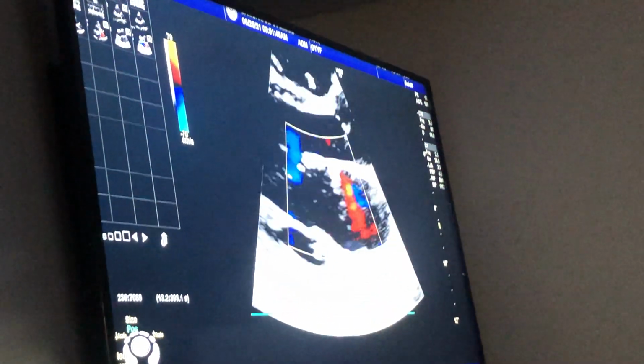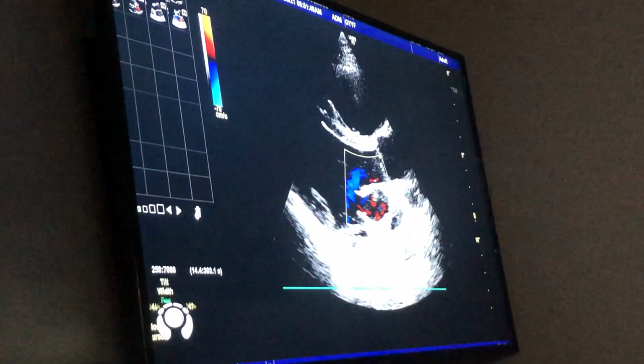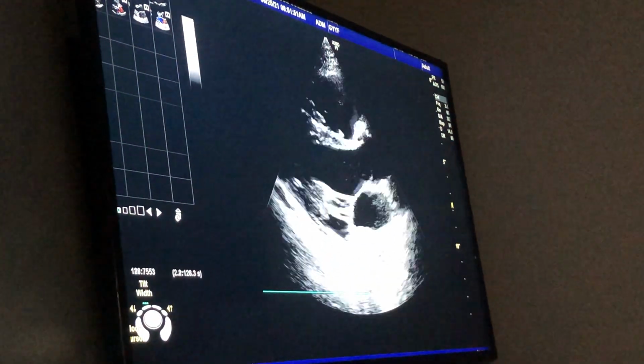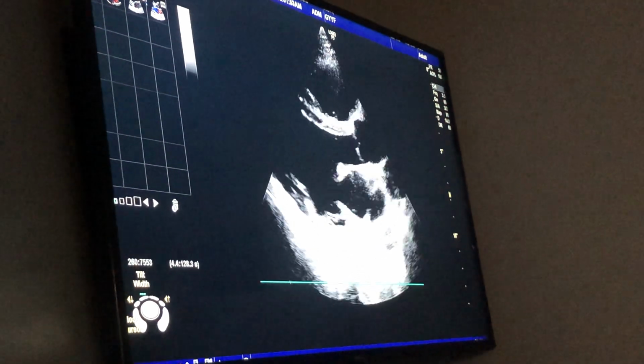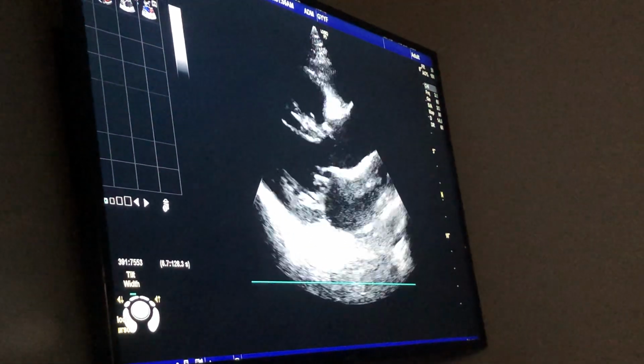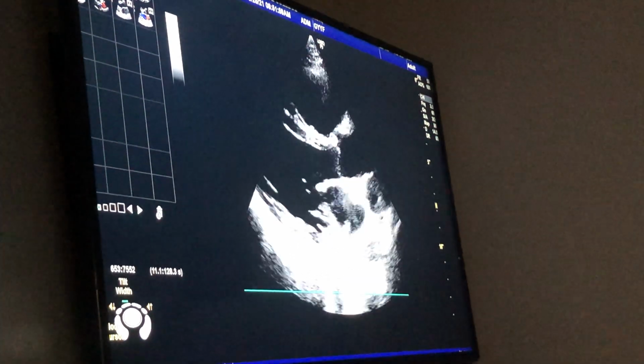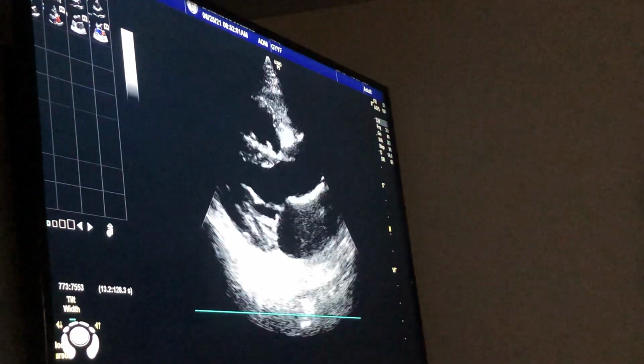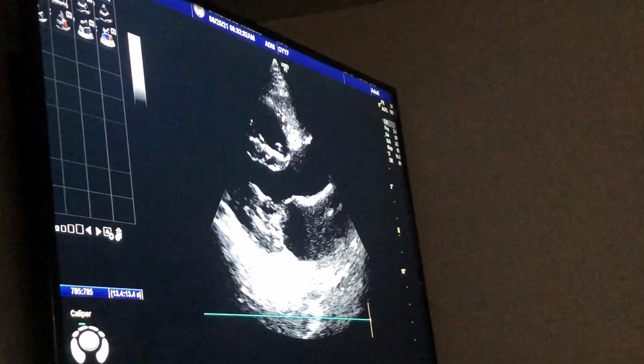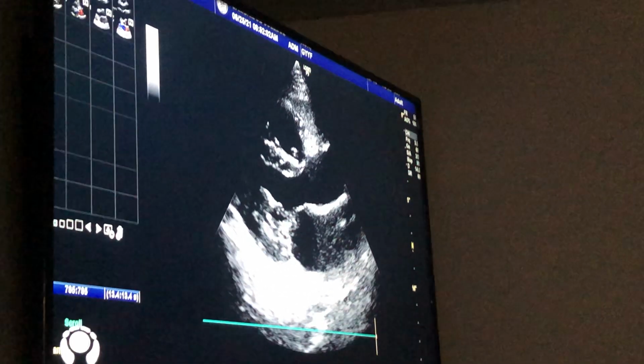Okay, after that, we're now gonna measure how well her heart is squeezing. We call that the ejection fraction. That is the percentage of blood that her heart pumps out every single time it beats. So we're gonna freeze. Remember I talked about diastole when it's relaxing and systole when it's squeezing?